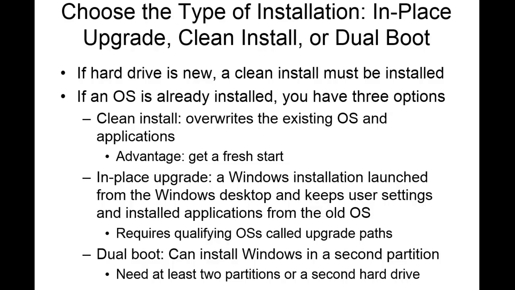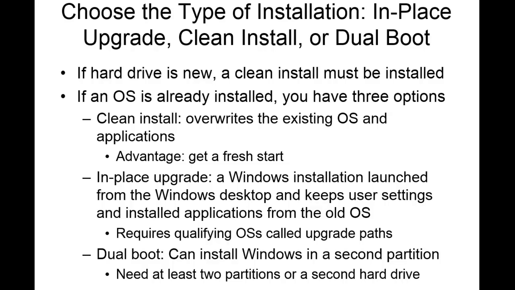You can do an in-place upgrade, where the Windows installation is launched from your desktop with the disk in or whichever media you're using, and you keep your user settings and the applications, so you don't have to reinstall all of those applications. You don't have to worry about getting the keys again or taking the time to do those and then start doing your updates.